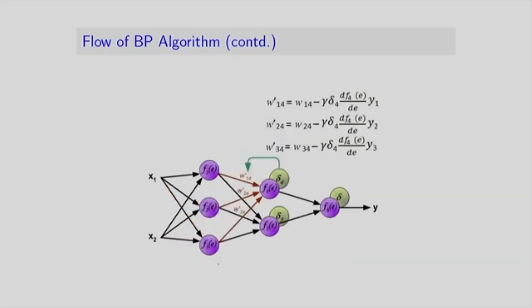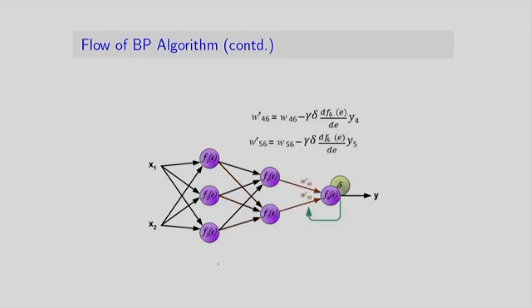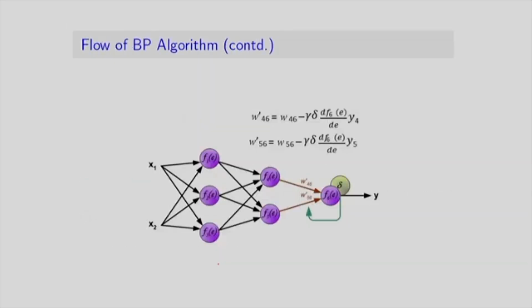And after this, again we are determining these weights W'14, W'24, W'34. So all the weights I can determine, and again W'15, W'25, W'35. So all the weights I am determining, and finally I am determining the weights between the hidden layer 2 and the output node. That is nothing but W'46 and W'56. So this we have determined. So this is the concept of the back propagation training algorithm.